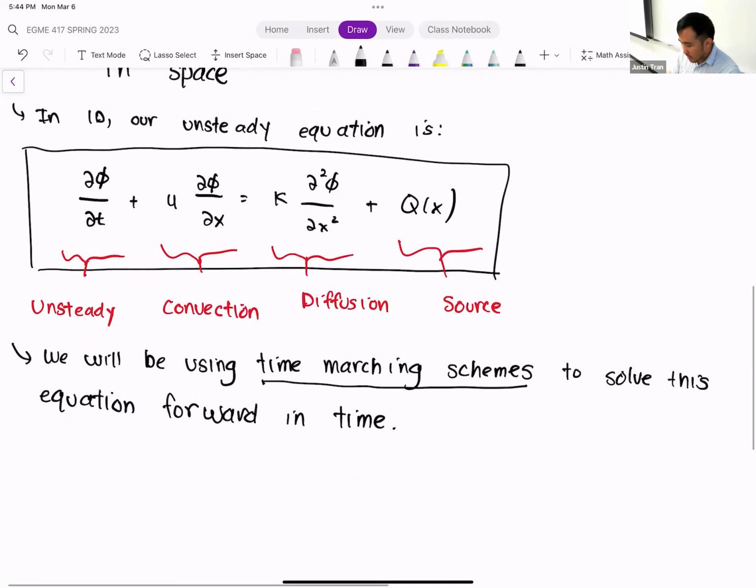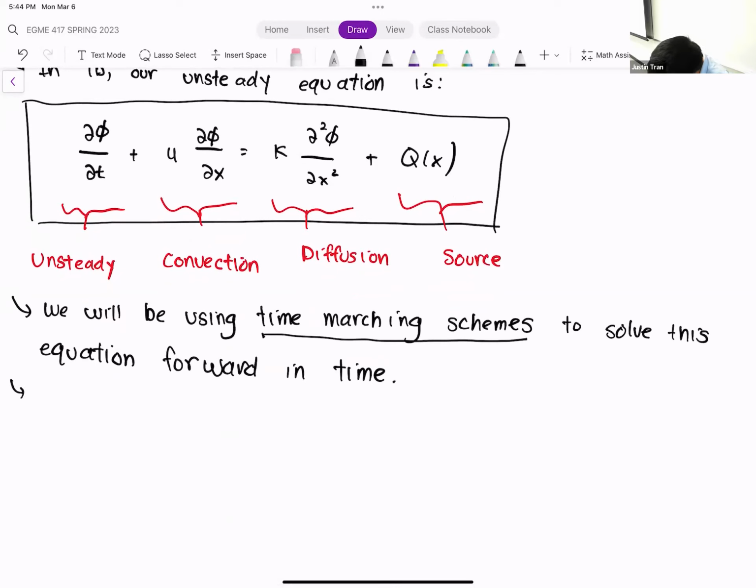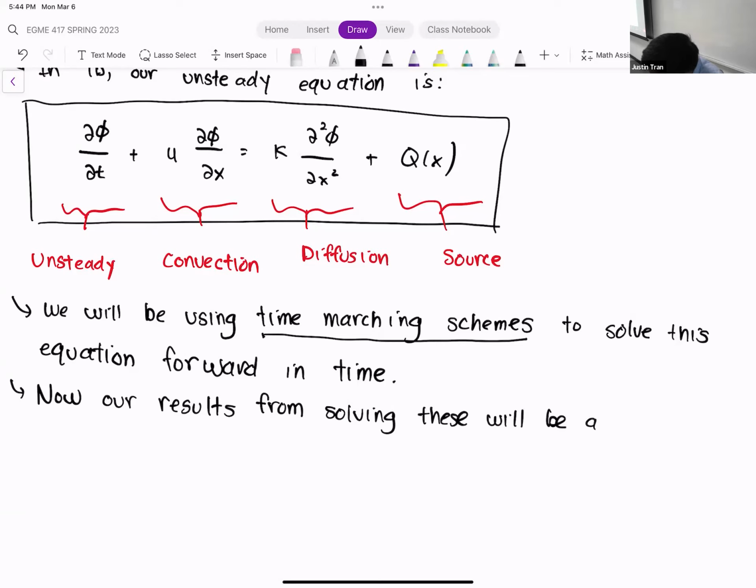And so just like I mentioned, the results that we're going to get from this are different. Because our solution is going to be evolving with time, that means it's going to be an animation. We're literally going to be solving the solution one frame at a time. The same way that videos are just a bunch of still images stitched together very quickly, that's basically what our solution is going to be as well.